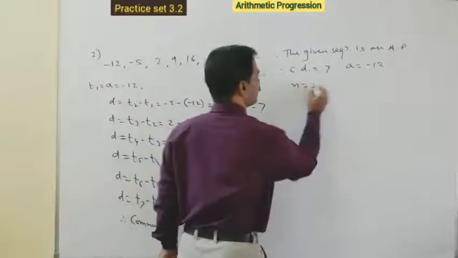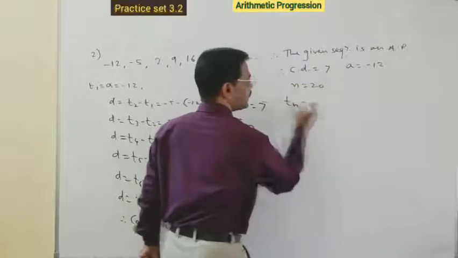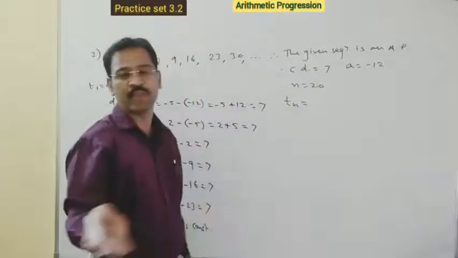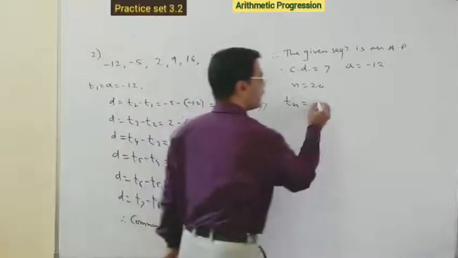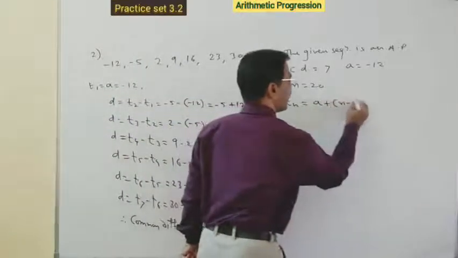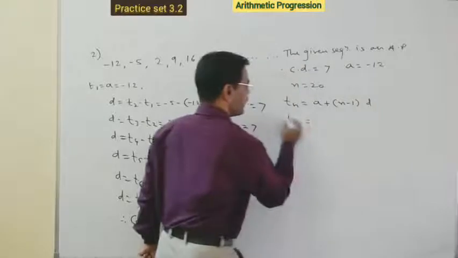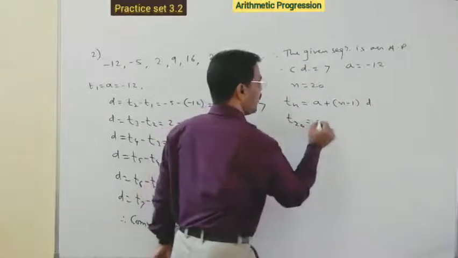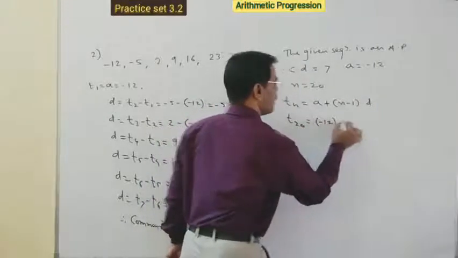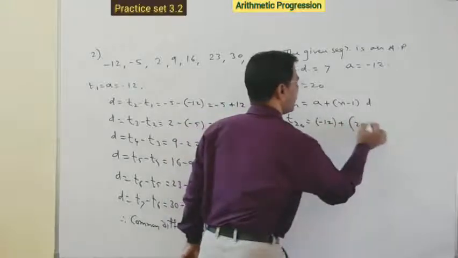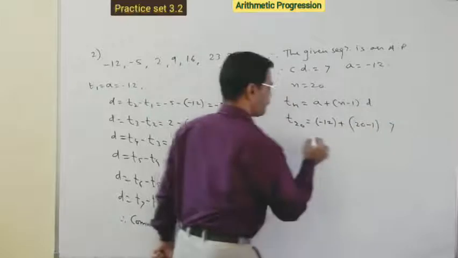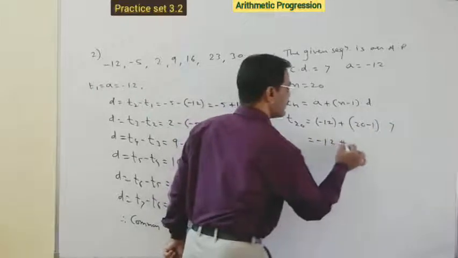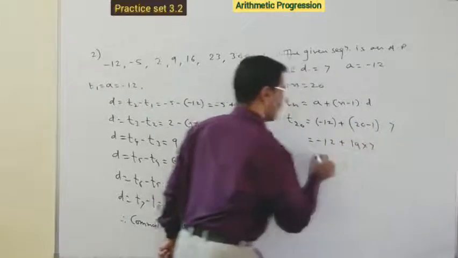Means n is equal to 20. In this formula that we just discussed before starting this exercise, Tn is equal to A plus (n minus 1)d. Here T20, A is minus 12, plus n, 20 minus 1, and d we just found that is 7. So minus 12 plus 19 into 7.